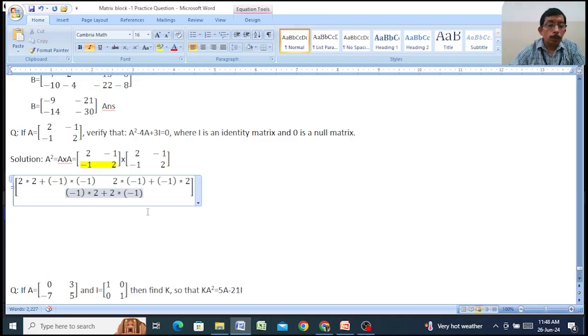The second row, first column multiplication is complete: -1 multiplied by 2 and 2 multiplied by -1. After that, the second row multiplies the last column. This is the last element of the matrix.